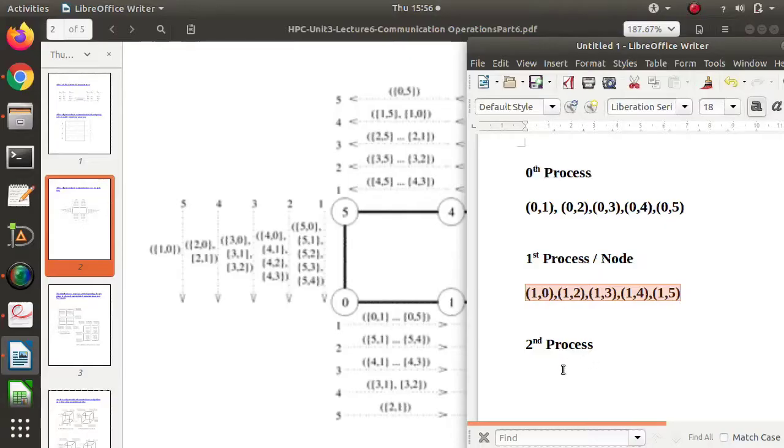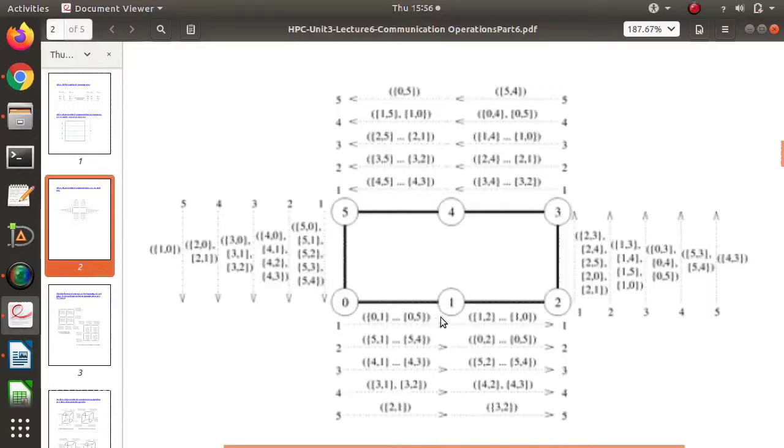Whatever messages the second process has, it will share with the third process. Whatever messages the third process has, it will share with the fourth process. And the same way, fourth will share with the fifth, and the fifth process will share its messages with the zero process, because we have formed a ring. We have formed a ring, so that's why communication will be like that. Here it is an arrow. So likewise, this is the communication. It is going in this direction. Okay. So fifth process has these messages 50, 51, 52, 53, 54, and it is sharing with this node. Okay, this is the first step.